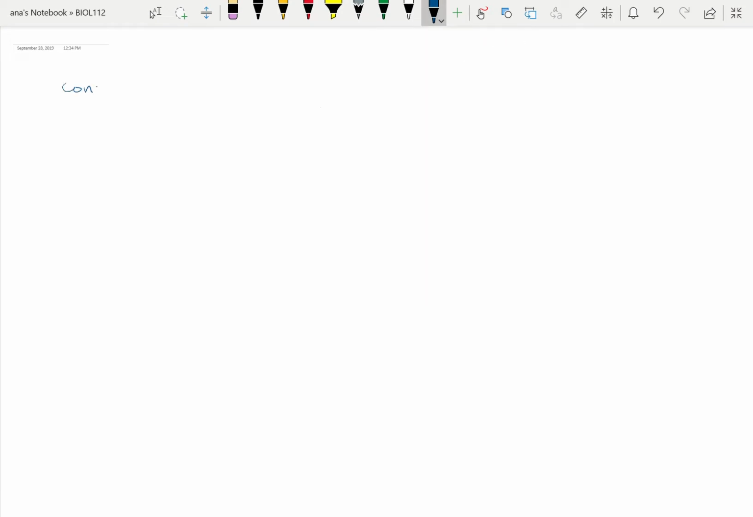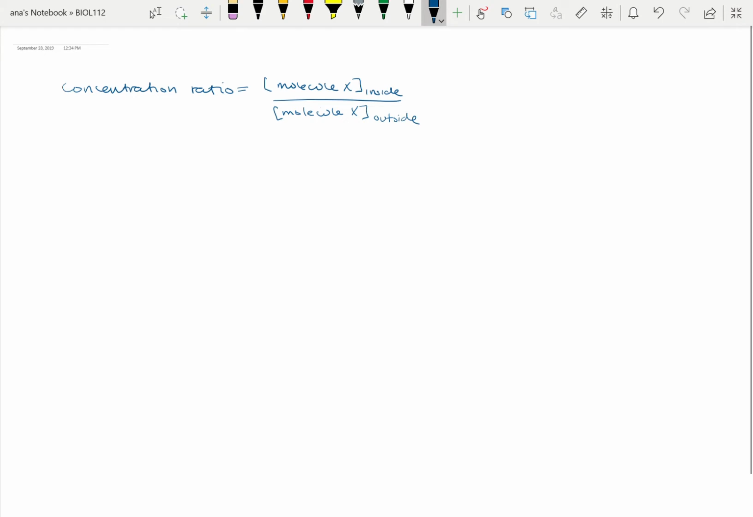So this concentration ratio we defined as the concentration of some molecule X inside the cell, or you could do this with anything, inside versus the concentration of molecule X outside. I know that this isn't math, but it is important for the purpose of biology to be able to quantify stuff. So I'm going to lay out three conditions. I'm going to say this is xi and xo for inside and outside.